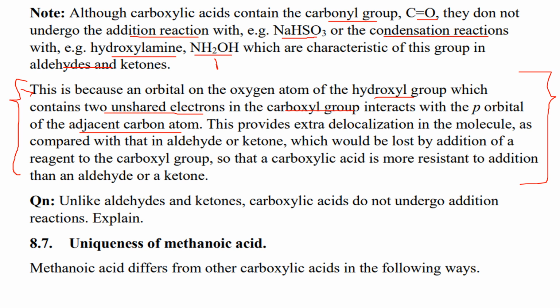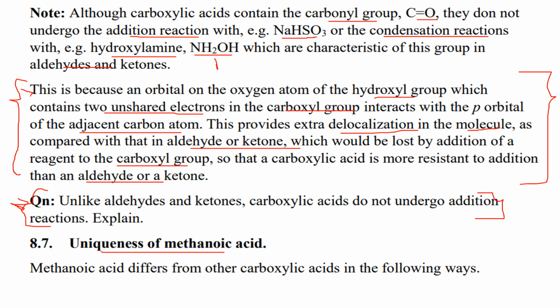They're saying that it's going to provide extra delocalization in the molecule as compared with that in the aldehyde or ketone, which would be lost by addition of a reagent to the carboxyl group, so that a carboxylic acid is even more resistant to addition than an aldehyde or a ketone. Now, as an assignment question: unlike aldehydes and ketones, carboxylic acids do not undergo addition reactions. Explain. This is a discussion question, but do not worry about it in case it appears in the paper, although it's very rare to bring such a question.